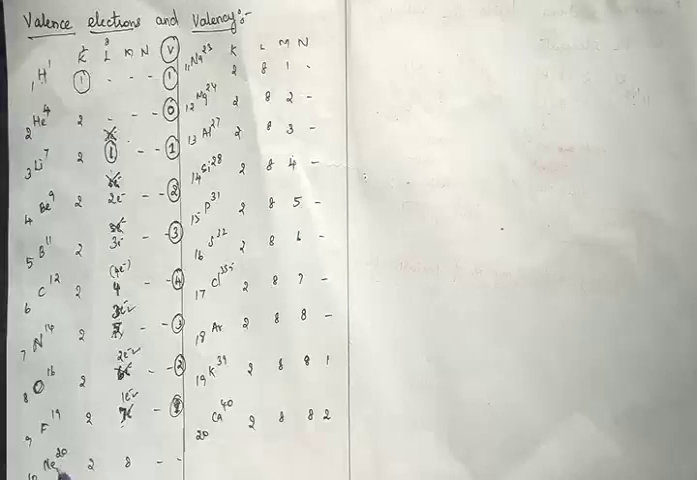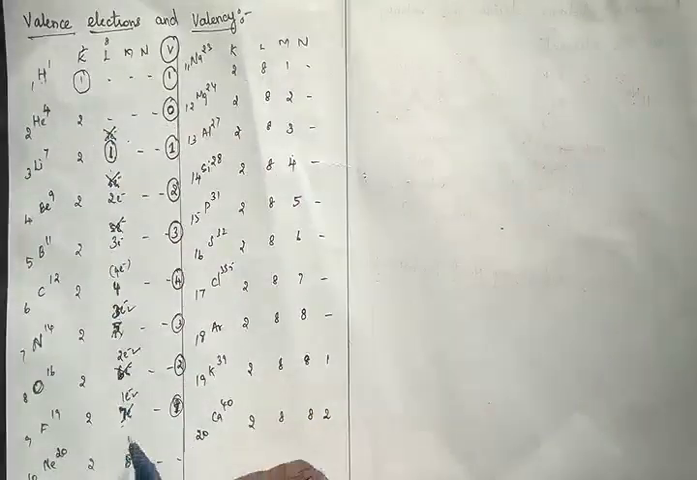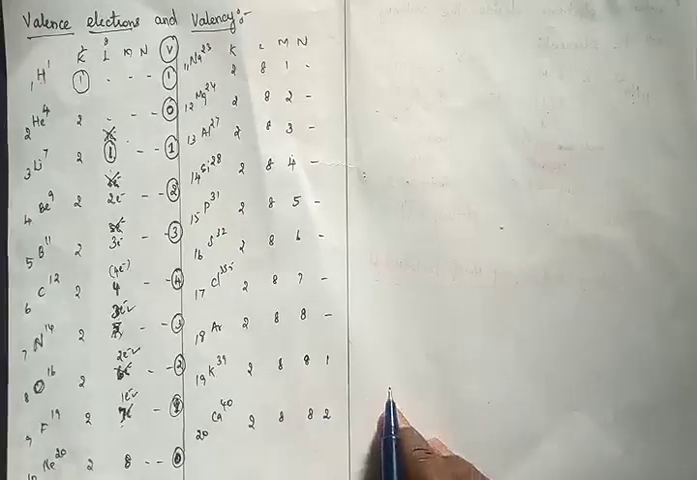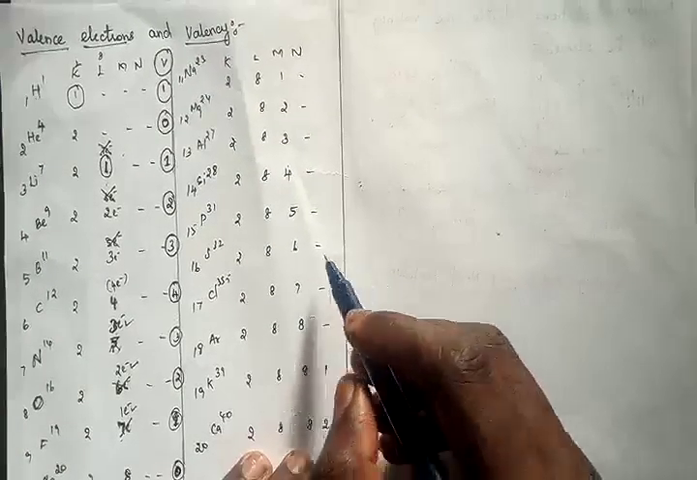Got it? Now neon is 20. Again the shell is fulfilled with 8 electrons. So we can neither remove electrons nor add electrons. So the valency is 0. So the valency is 0 here. So that's what you have to understand, my dear children. The valency is 0.